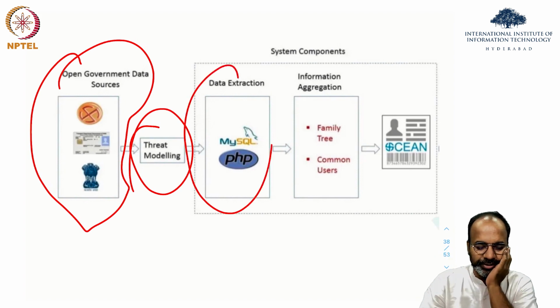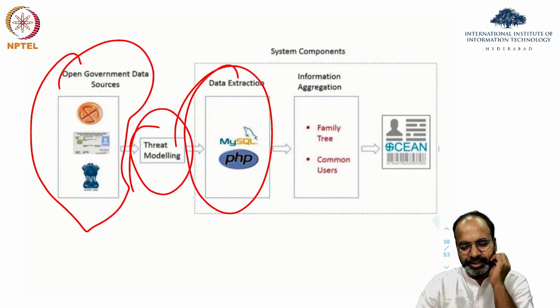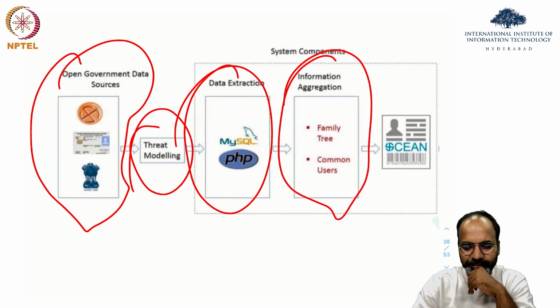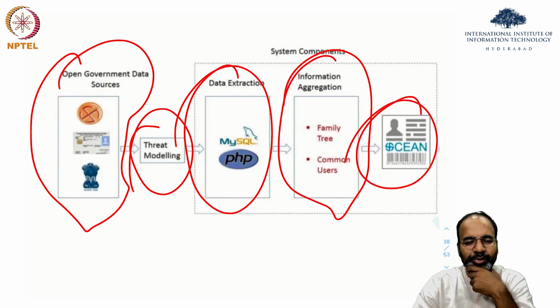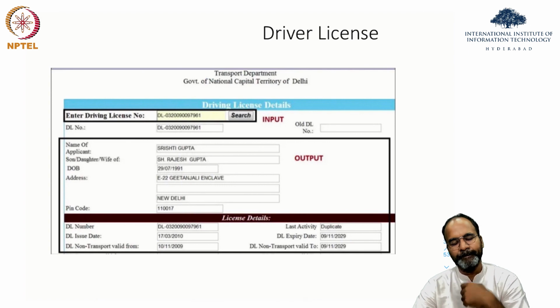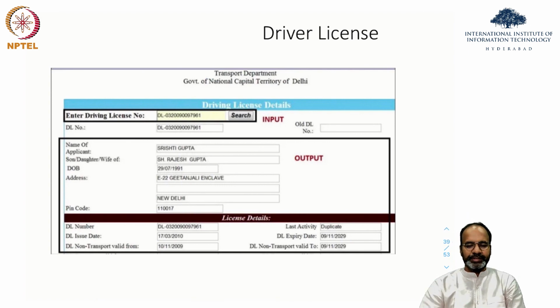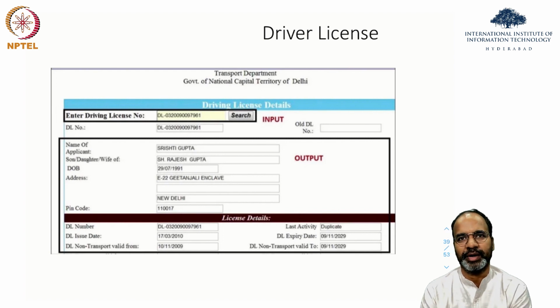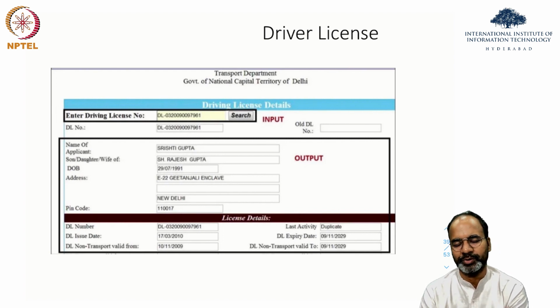Then the data extraction, which is MySQL and PHP, and then information aggregation. Can you put this information together to create a profile? And then there was a system called Ocean that was built, which became an interface for seeing this information. The next couple of slides show the ways that you could see the driver's license, voter ID, what input is given and what output is got. These may not be the services, and may not be the way it is now when you go look at it.